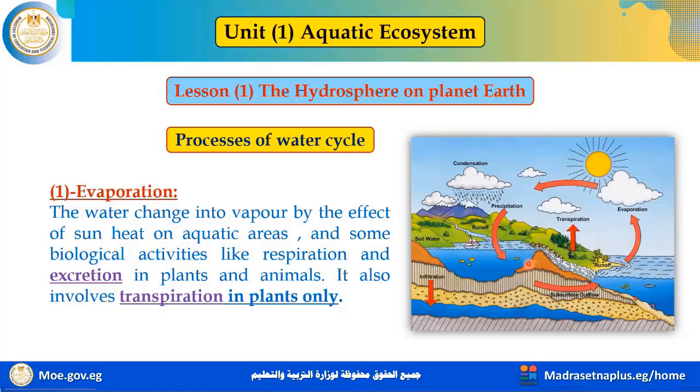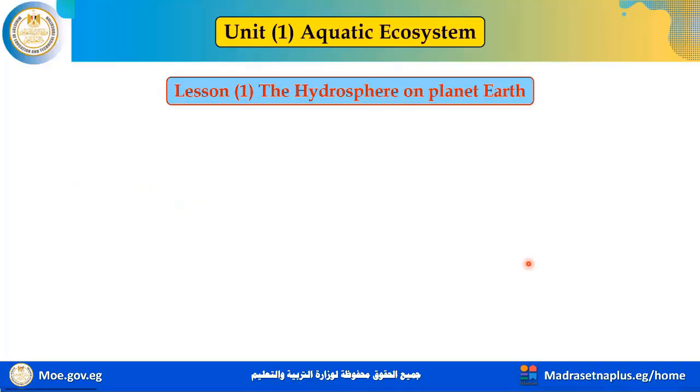So I want you here to understand a very important thing. The source of the water vapor is not only the seas and the oceans. Yes, I'm with you, it is the main source of the water vapor on Earth, but don't forget the excretion process is also a source of water vapor. And the transpiration in plants is also a source of water vapor. I want you to remember that carefully and not forget.